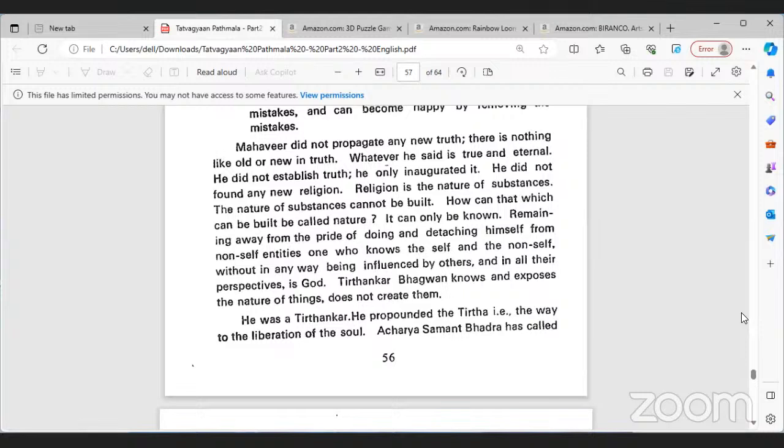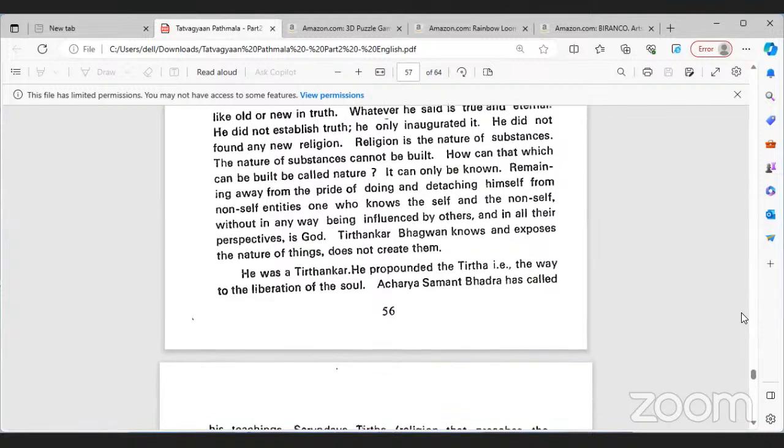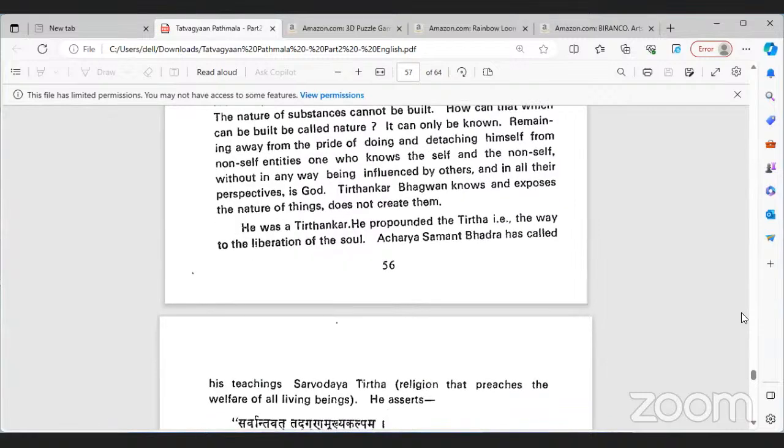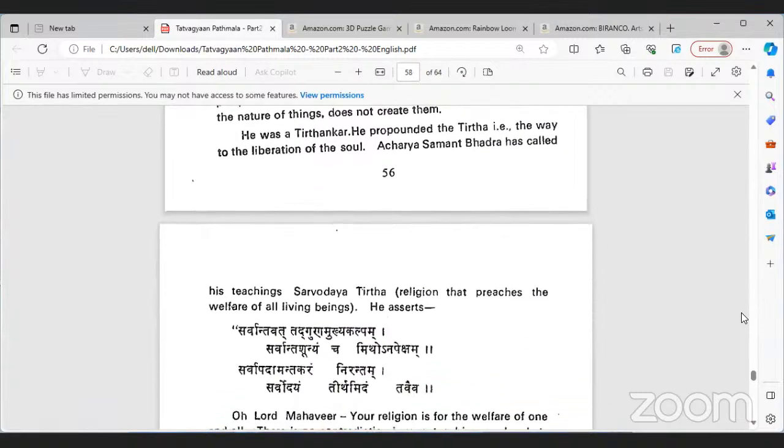Remaining away from the pride of doing and detaching himself from the non-self entities, one who knows the self and the non-self without in any way being influenced by others and in all their perspectives is God. Tirthankar Bhagwan knows and exposes the nature of the things, does not create them. He was a Tirthankar. He propounded the tirtha, that is, the way to the liberation of the soul.